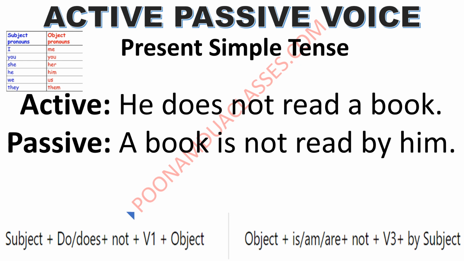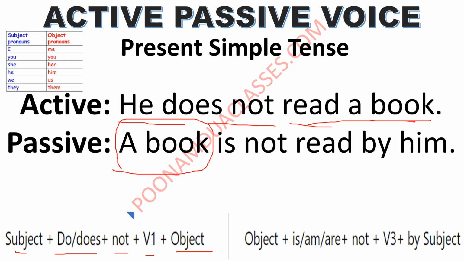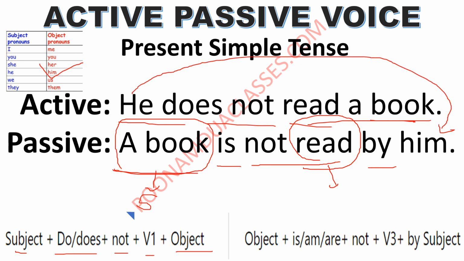Earlier we did "he reads a book." Now we are doing "he does not read a book." Subject plus do or does plus not plus first form of verb, that is read, and then object, a book. Now the passive will start with the object of the active, and it will become the subject here. Object, that is a book. With book we will use is. A book is not. Not will remain as it is, and read will get converted into read. Is not read by, he will get converted into him. A book is not read by him.